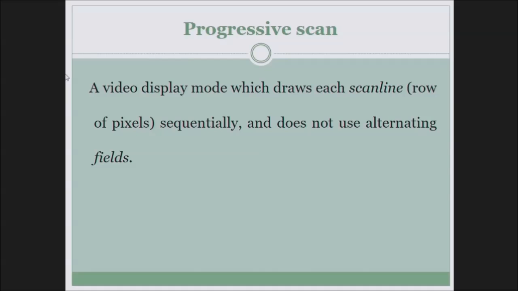Then progressive scan, a video display mode which draws each scan line, meaning each row of pixels, sequentially and does not use alternating fields.